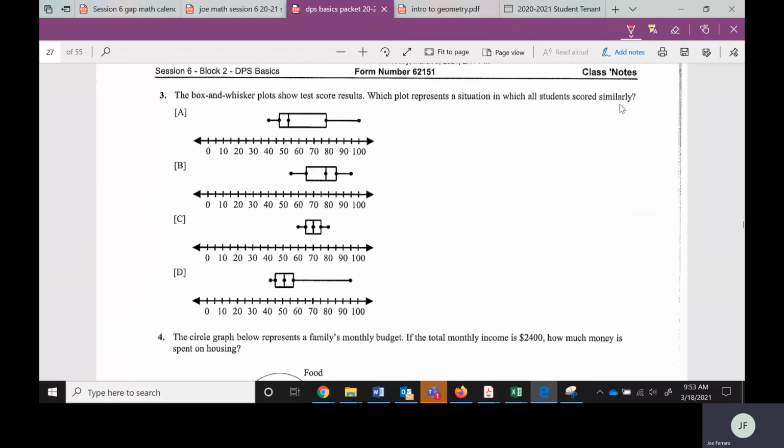Okay, so again, if they scored similarly, they're going to have scores close together. Here, they're pretty spread out. They're from 40 to 100. That's not all similar. 55 to 95. Here, 60 to 80. Here, about 40 to about 95. So if they're all similar, it's the ones that are bunched closest together. So that would be letter C. Okay.